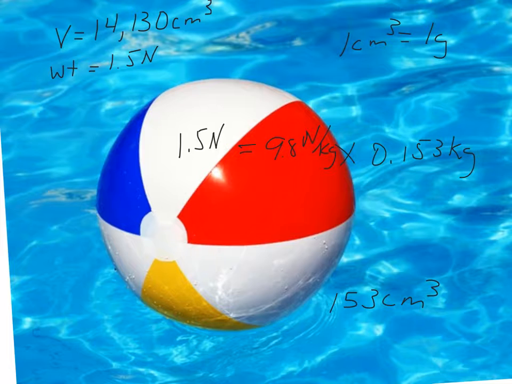And so what this shows is that according to Archimedes' principle, the buoyant force acting on the beach ball equals the weight of the water displaced by the beach ball. And since the beach ball is floating in equilibrium, the weight of the ball pushing down must equal the buoyant force pushing up on the ball. And so we've just shown that each of the weights worked out to be 1.5 newtons.